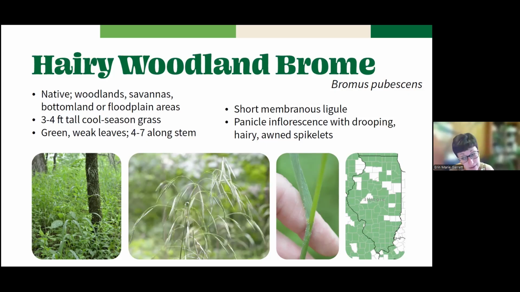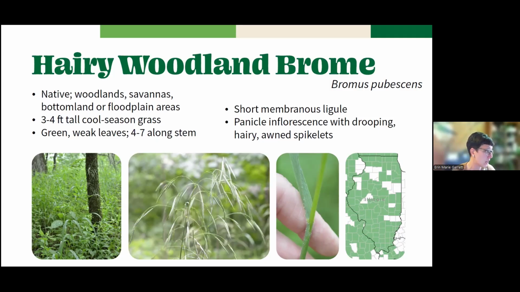Again, nearly every county in Illinois, you can find this grass. The bromes are all cool season grasses. This one typically stays under 4 feet tall. This is another one that's going to have a weaker, more floppy leaf. And it doesn't have a dense number of leaves along the stems, so typically only about 4 to 7. That's important in telling it apart from a few other bromes that are less common but leafier along their stems.